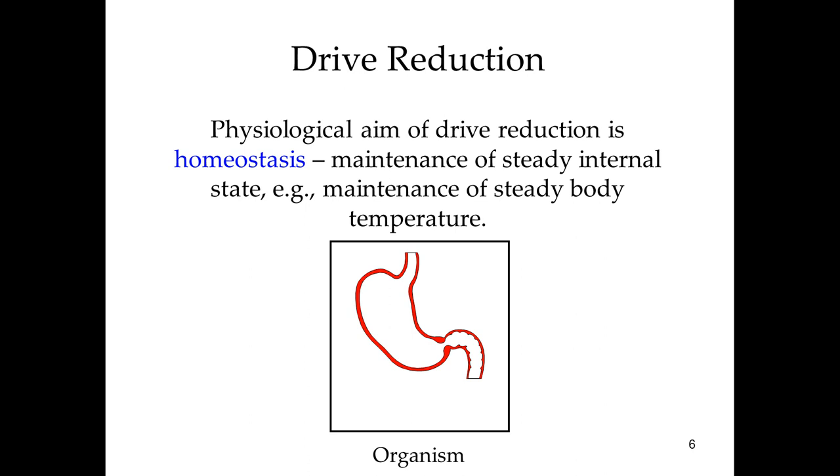And your body wants to maintain its resources for as long as possible so that if it needs to mobilize resources in a life or death situation, it can do so. So homeostasis is really the driving factor behind this drive reduction theory, which says that our body wants to reduce any negative feeling of discomfort because it runs counter to homeostasis. So let's look at this visual example.